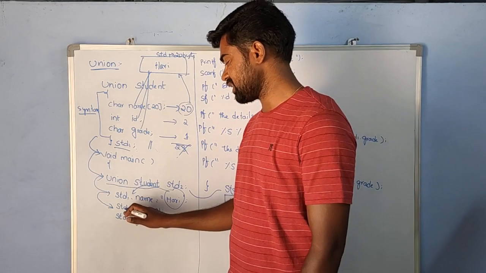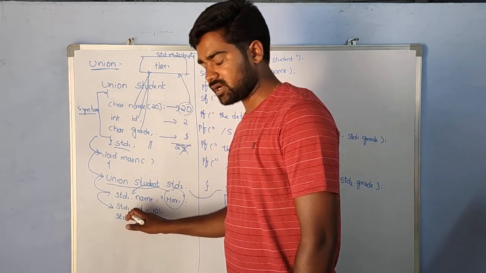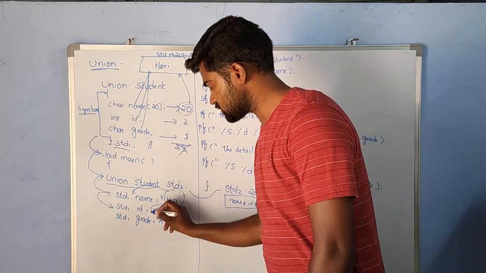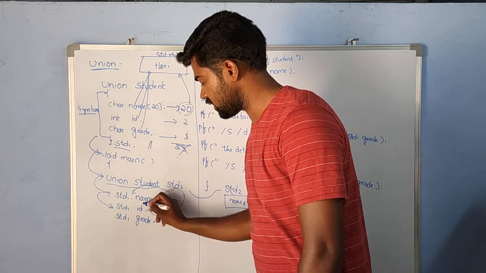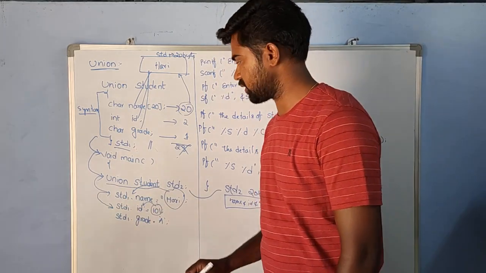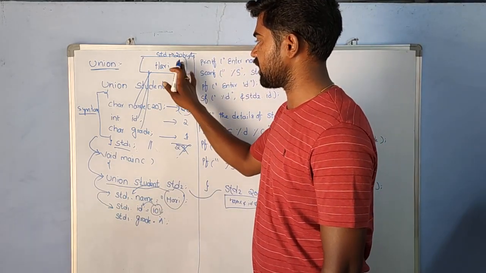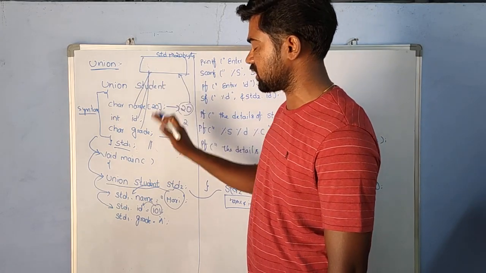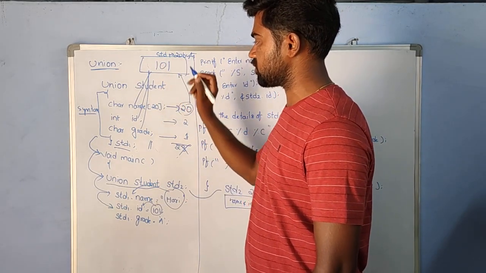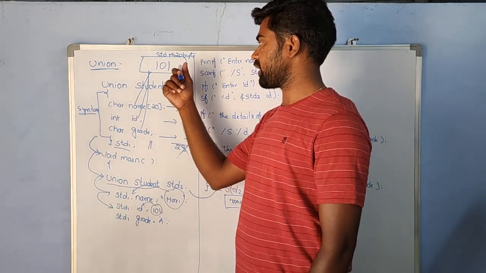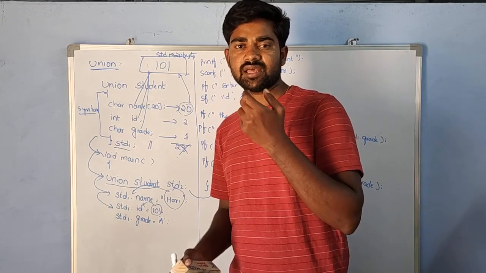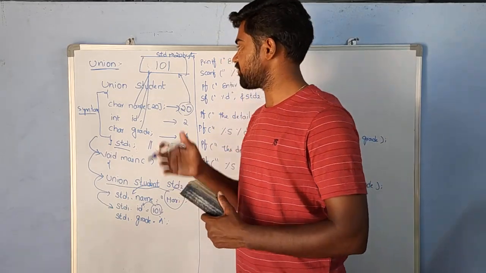Now, std1.id is equal to 101. Now, 101 is allocated to the id of which variable? The std1 variable, by using the dot operator. Before that it had Hari, but now that data is going to be erased, overwritten by the new data, which is 101. Why is it happening? Because all three members are sharing a common memory. That's why it happens.